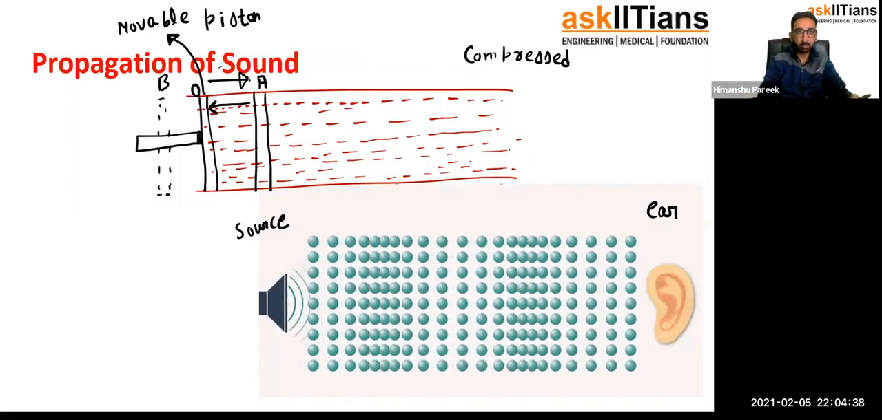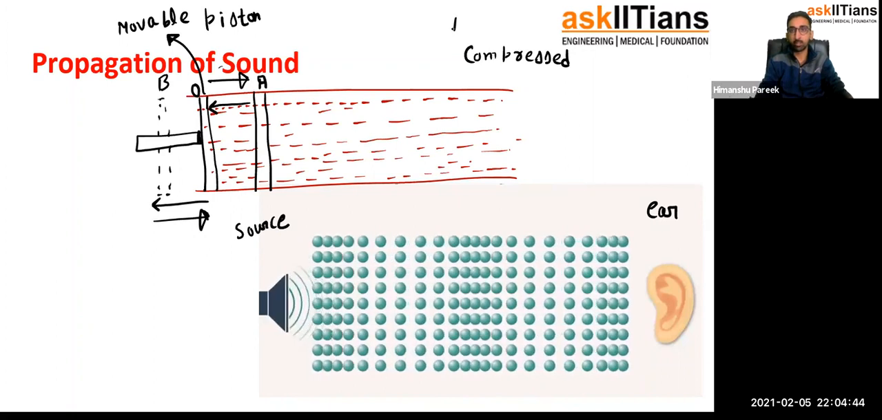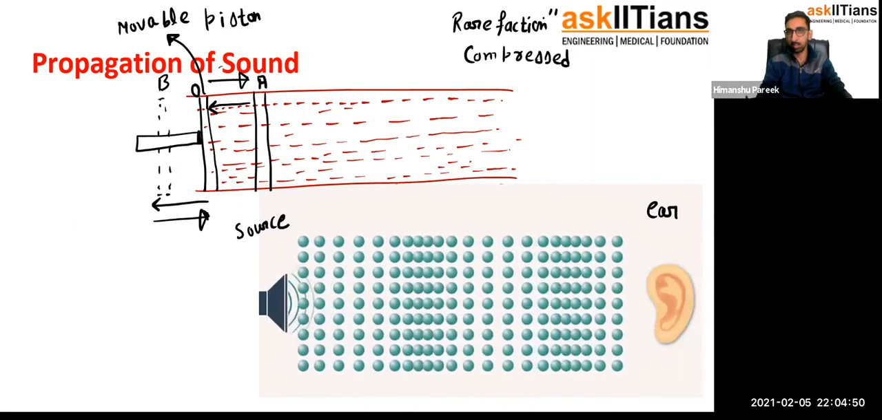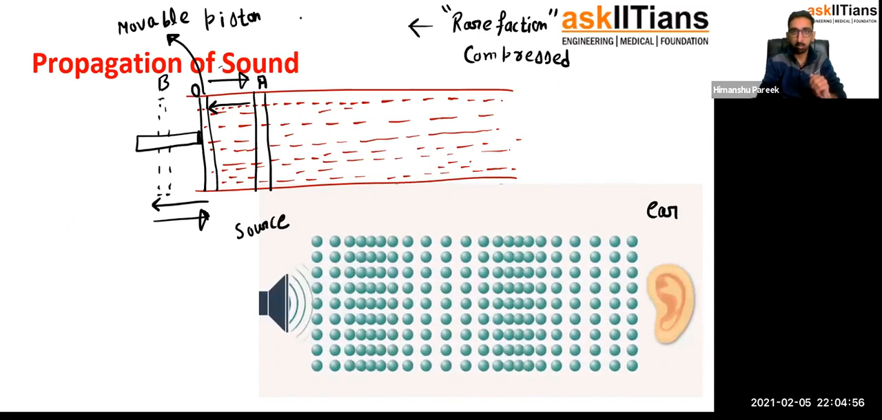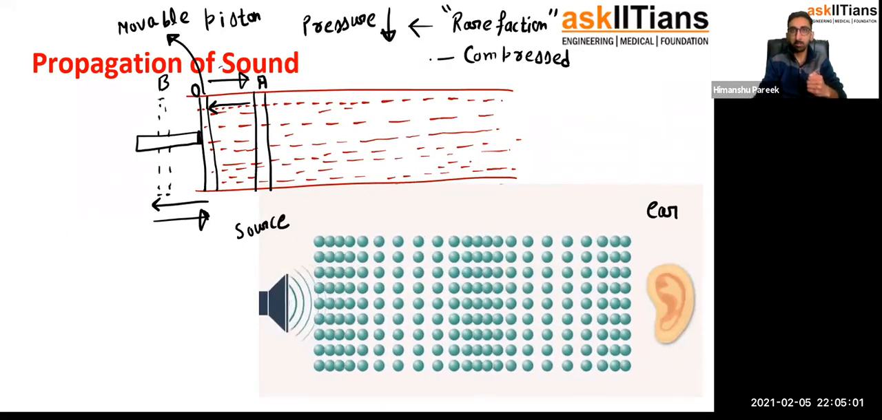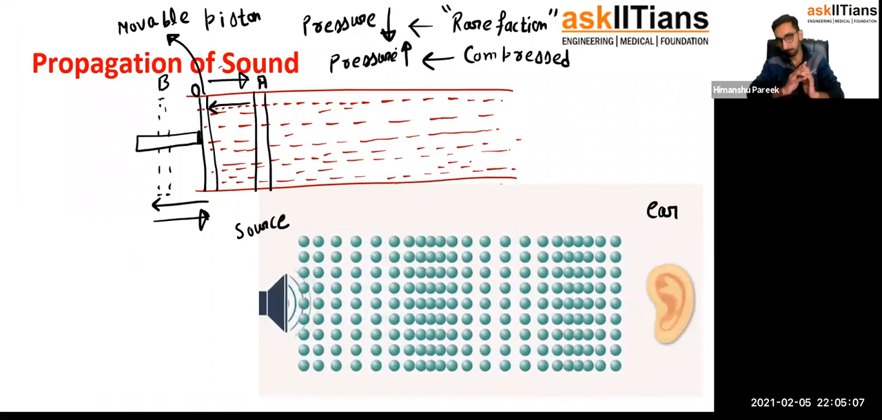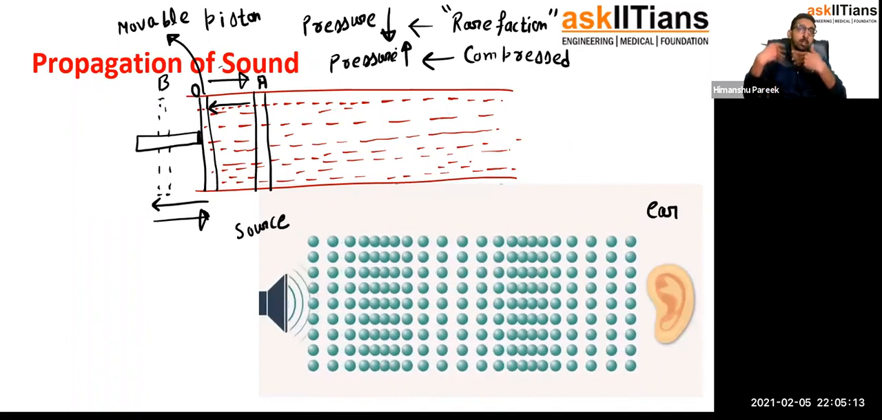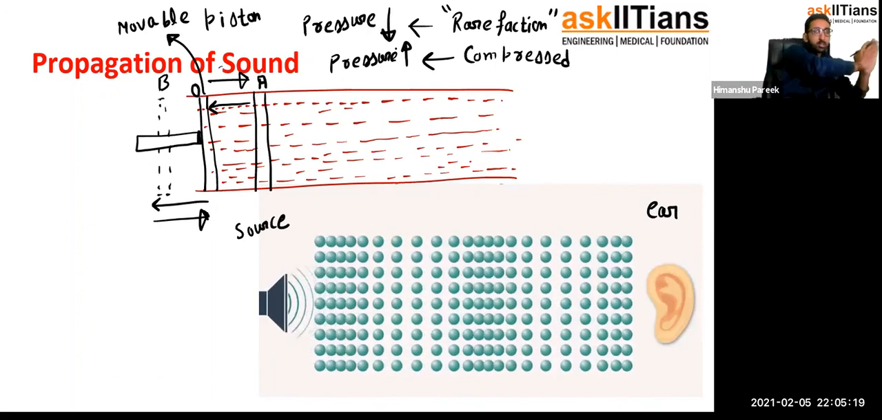So similarly, when you go like this and when you bring it back like this, it is called rarefaction. Rarefaction means the pressure decreases. Compression means the pressure increases, on the medium particles. So compression means going this way and then coming this way. Rarefaction means going outwards and coming back.